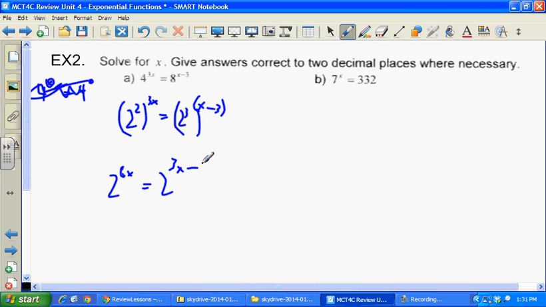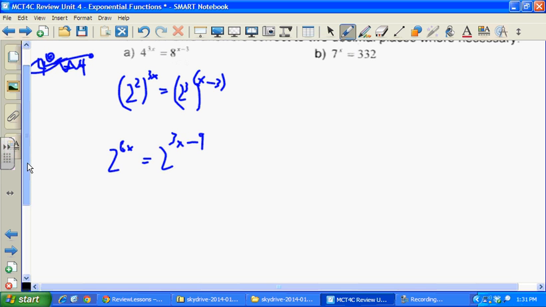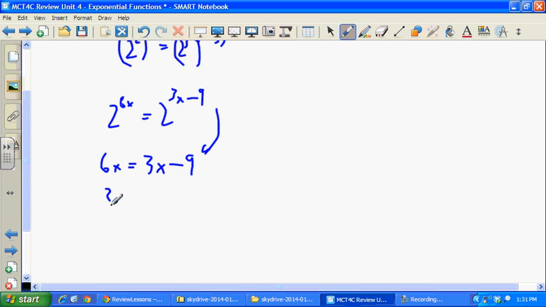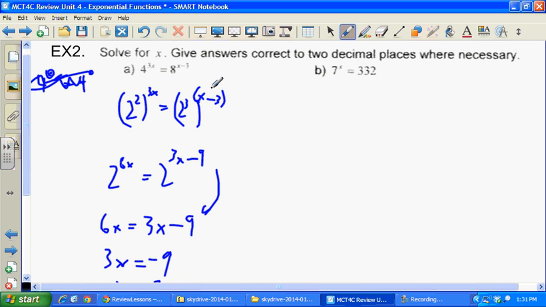And as soon as I have two powers with the same base, the bases are equal, so the exponents are equal. So I can say 6x equals 3x minus 9. That becomes like a grade 9 type of equation. Subtract 3x from both sides, and I get the answer x equals minus 3. On this one, 332 just isn't a power of 7, so I'm stuck. One of the things we could do is on the graphing calculator, put this in, and then look for the intersection, right?